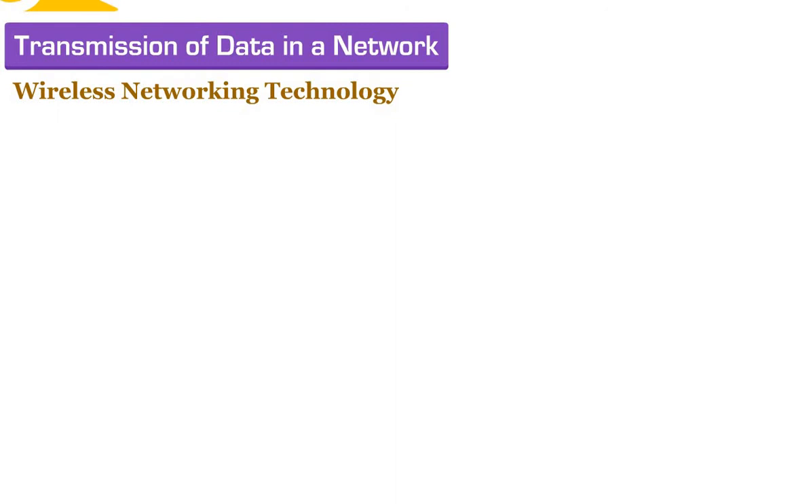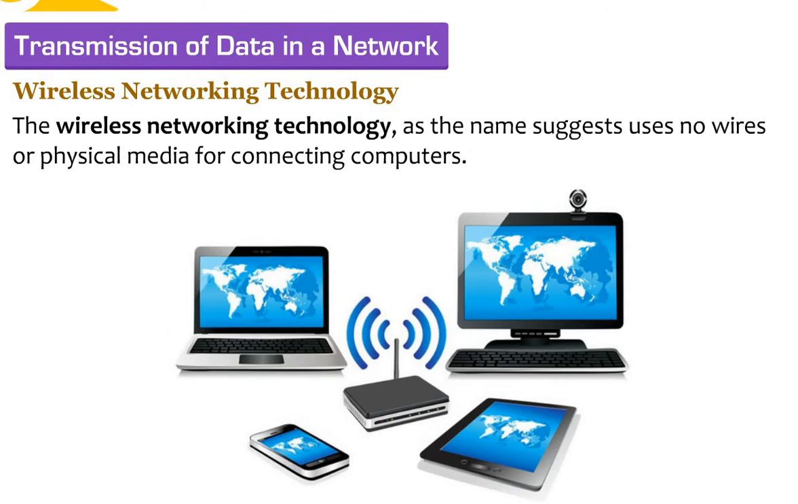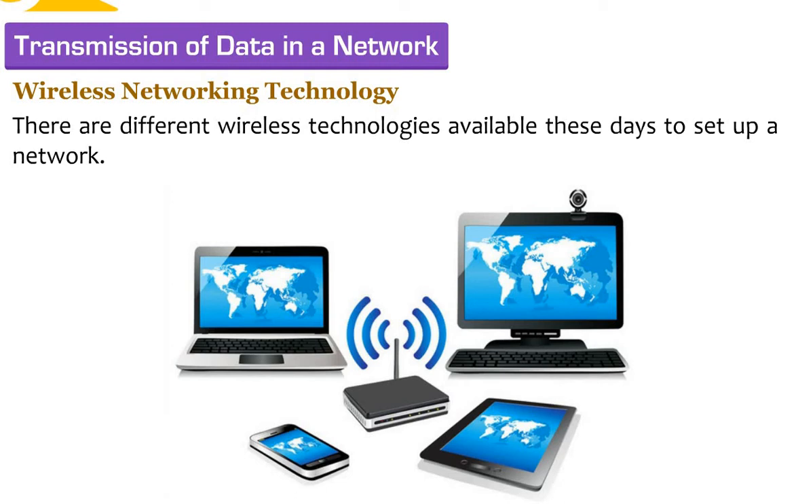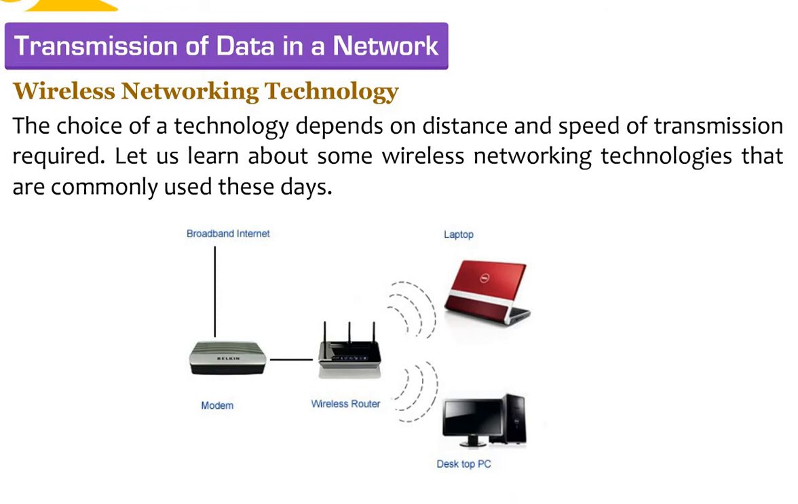Wireless networking technology. The wireless networking technology, as the name suggests, uses no wires or physical media for connecting computers. It instead uses electromagnetic waves like infrared, microwave and radio waves for transmission of data. There are different wireless technologies available these days to set up a network. The choice of a technology depends on distance and speed of transmission required. Let us learn about some wireless networking technologies that are commonly used these days.